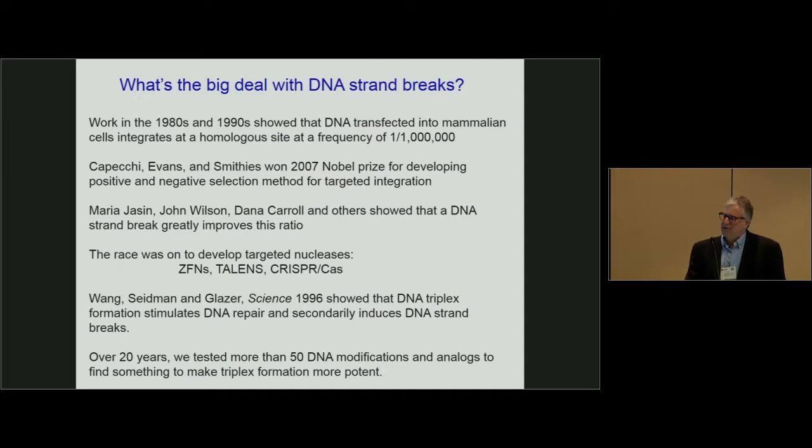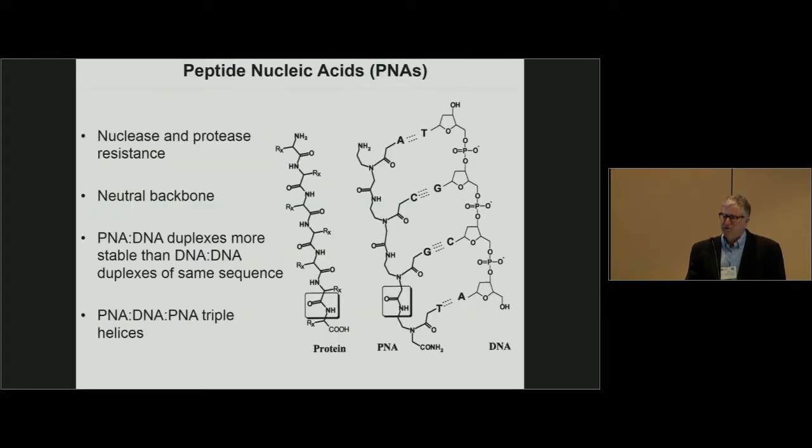But then around that time, we showed, like I said, that the formation of a site-specific triplex would trigger DNA repair and potentially could do the same thing. So we began a race to find DNA analogs that would improve the efficiency of that system, because our early work showed frequency of gene modification in the range of 1 in 10,000 to 1 in 1,000, which was not clinically meaningful.